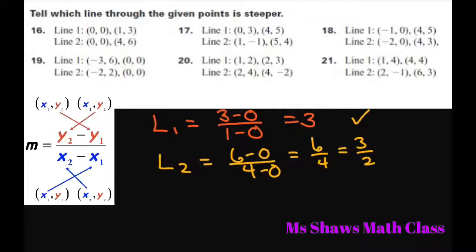So here's your slope formula. Make sure you memorize it because I don't put it on the SAT or anything, and you need to know your slope formula. So basically what I did on the first one is I just drew arrows this way. My y is my rise, so 3 minus 0. Then I did my x's, which is 1 minus 0, and I got 3. I did the same thing for line 2, and 3 is a bigger number than 3/2, so line 1 is steeper.